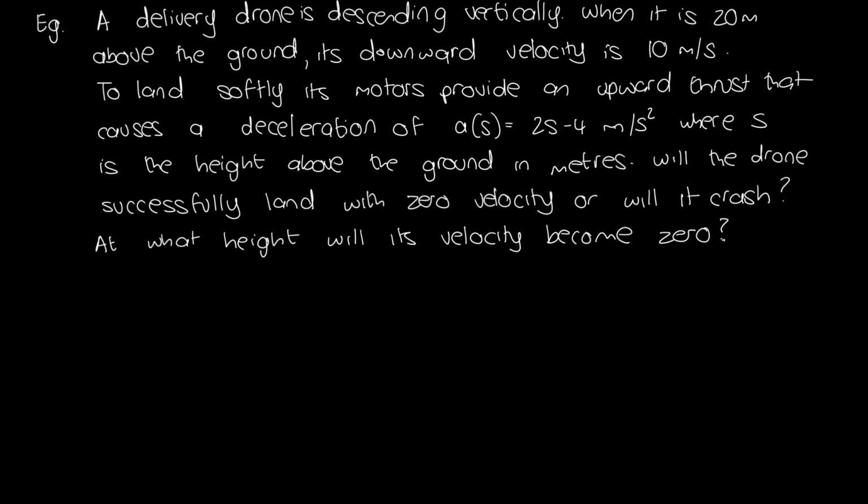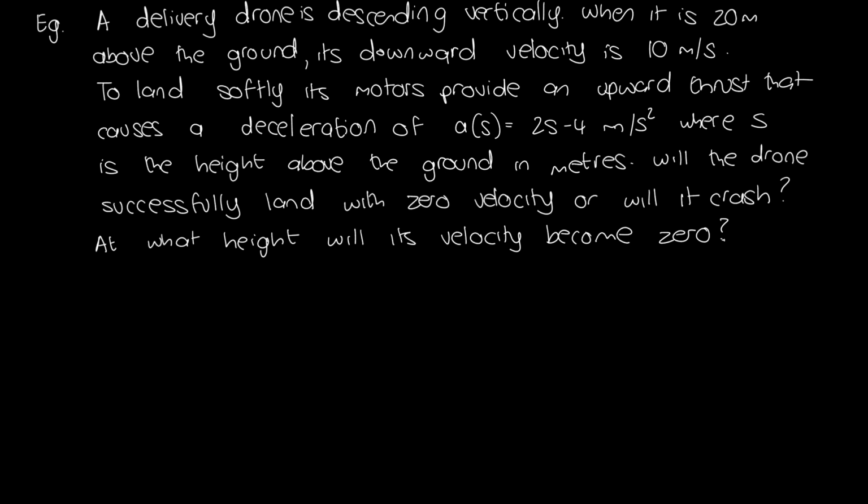Okay, so in this example, we have a delivery drone descending vertically. When it is 20 meters above the ground, its downward velocity is 10 meters per second. To land softly, its motors provide an upward thrust that causes a deceleration of a(s) equal to 2s minus 4 meters per second squared, where s is the height above the ground in meters. And we ask, will the drone successfully land with zero velocity or will it crash? We also ask, at what height will its velocity become zero?